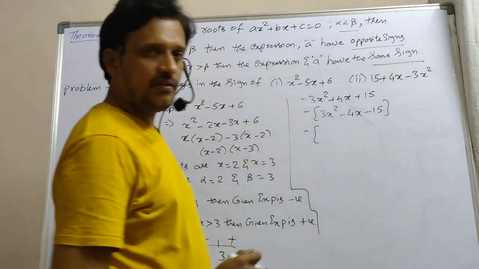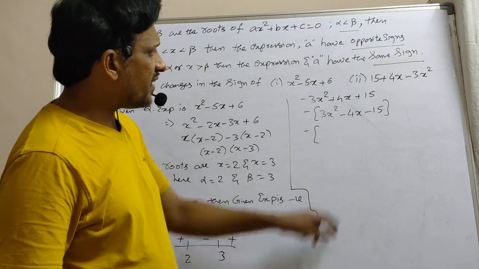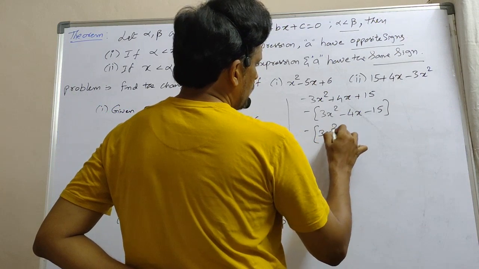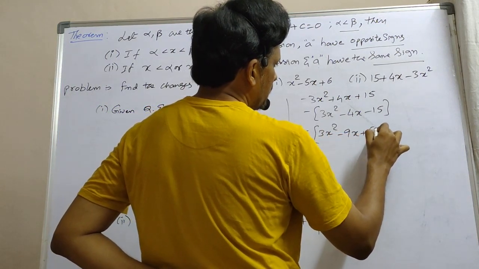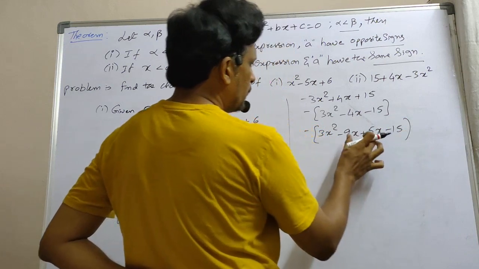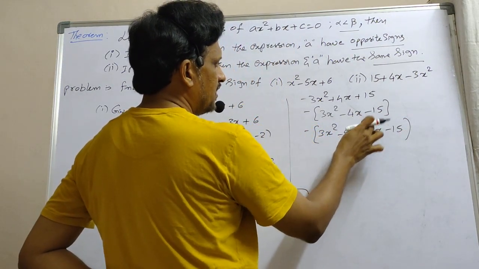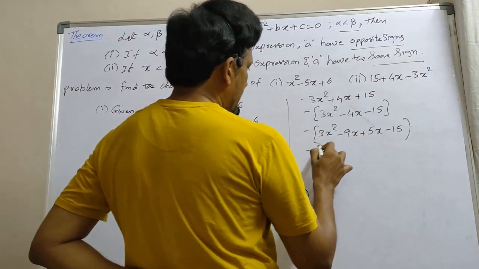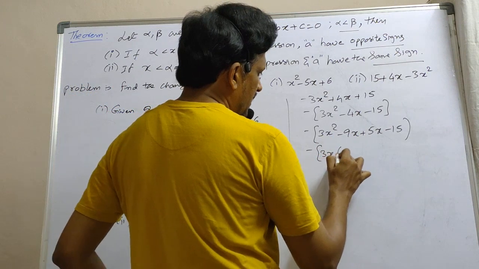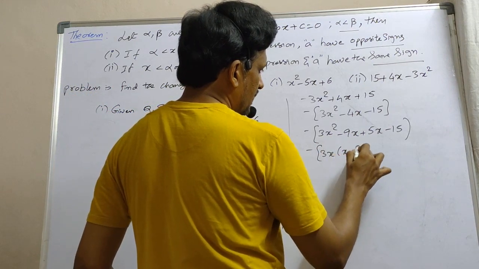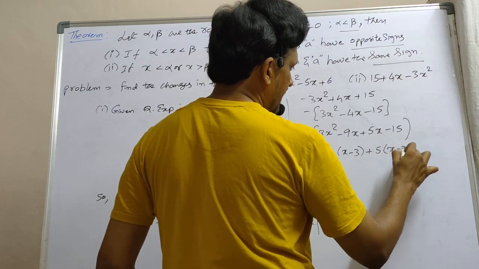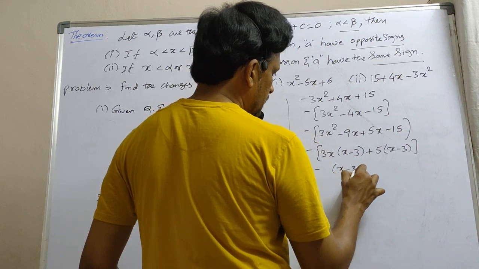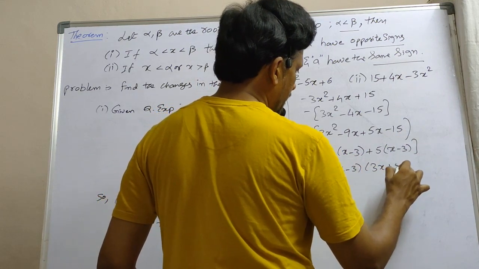Now 3 into 15 is 45. 9 into 5 is 45, 9 minus 5 gives minus 4, the required value. So the factors will be 3x square minus 9x plus 5x minus 15. Check this one: minus 9 plus 5 is minus 4, and minus 9 into 5 gives the required minus 45. Here 3x is the common term into x minus 3, plus 5 into x minus 3, we are getting. So that is minus, x minus 3 into 3x plus 5.